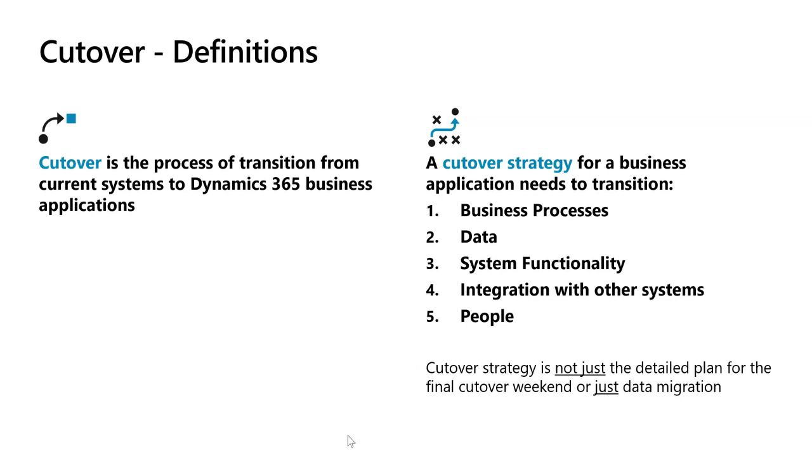It's not an event that happens at the end of the project as part of go live. Another thing to remember is that a cutover strategy in our definition here is essentially transitioning not just the data from the legacy system to the Dynamics 365 system, but you're actually also moving business processes, system functionality, integrations with other systems, and you're also taking people with you, right? People who were using the old system and now going to be using the new system. Now, clearly, as part of cutover, data is a major part of that delivery, but it's not the only part.